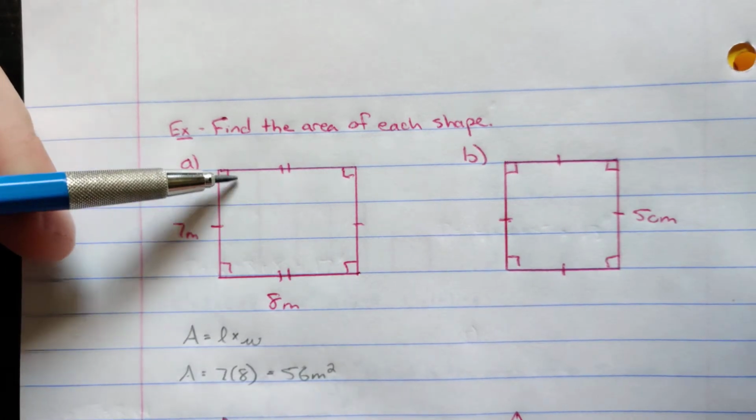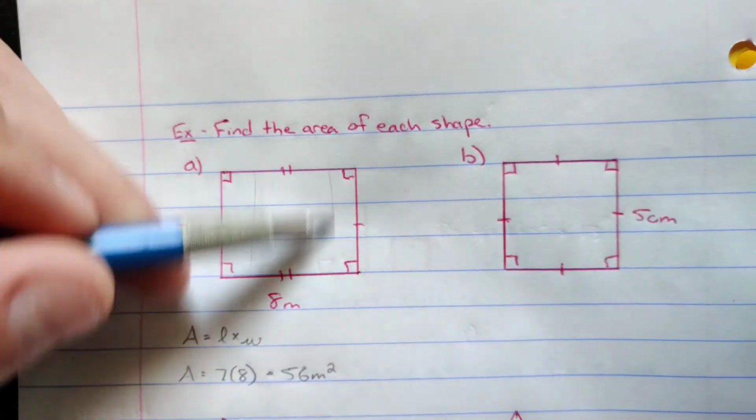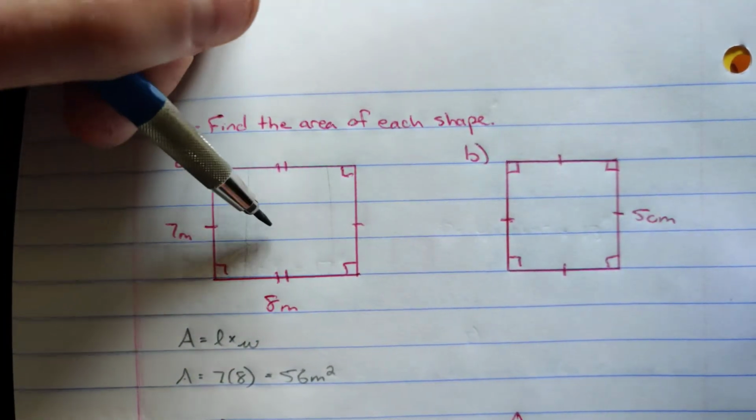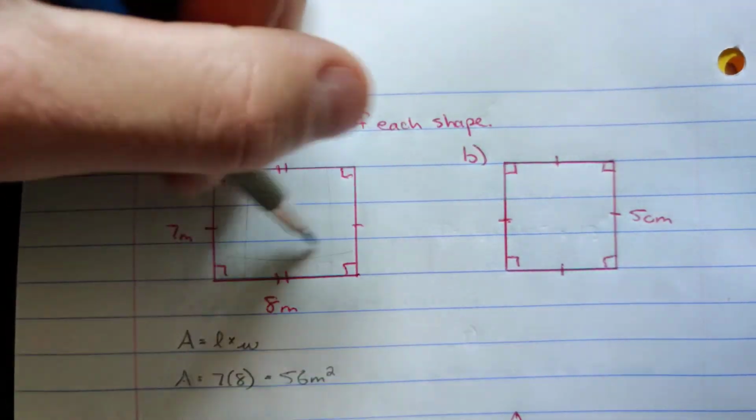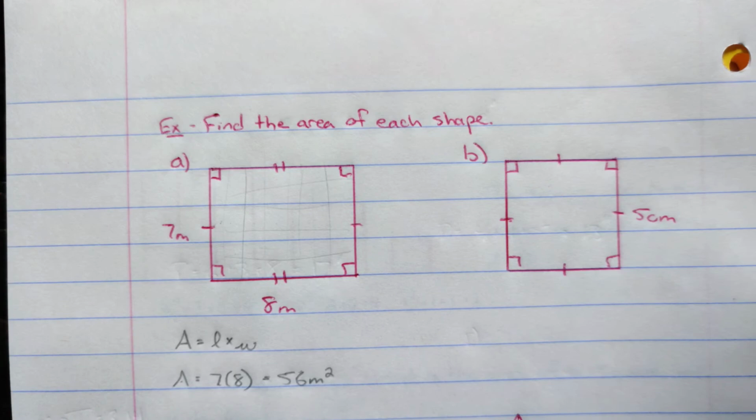So this would be broken up into 8 parts, and then you'd break it up into 7 parts, and then there'd be 56 of those, where each square would be 1 meter in size.